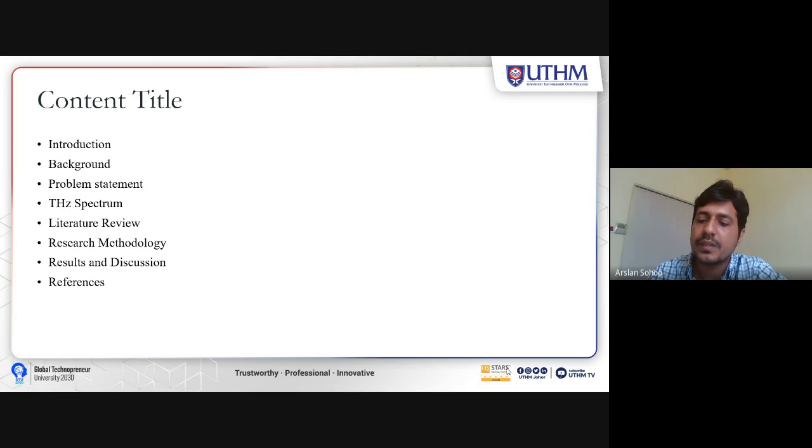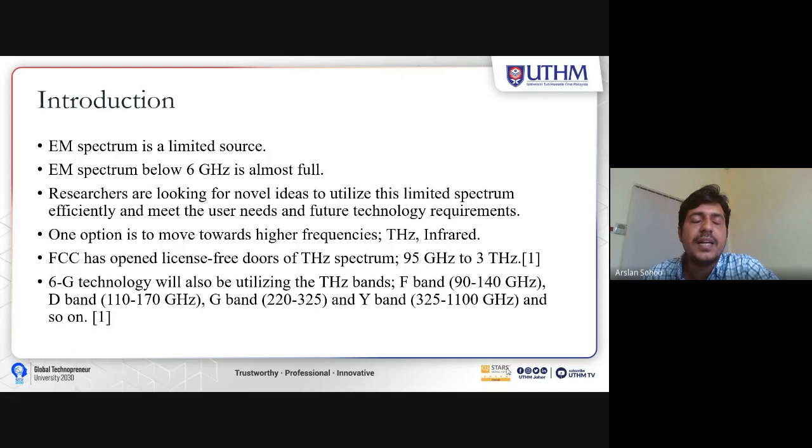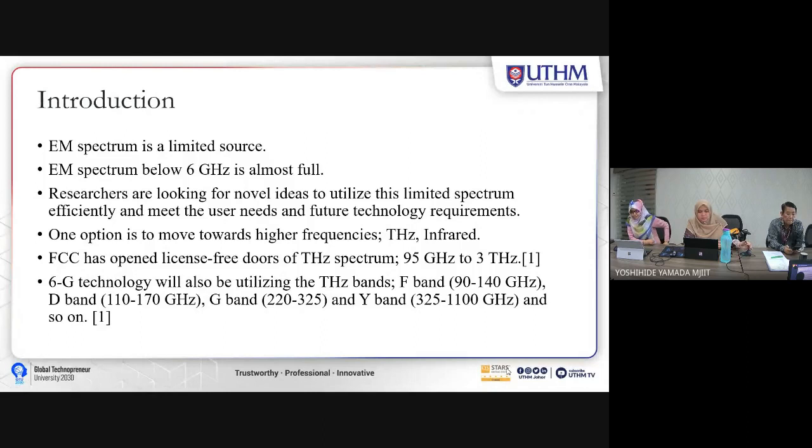First of all, the introduction. As we all know, the electromagnetic spectrum is a limited resource and it is being consumed day by day. Especially below 6 gigahertz, it's almost full. We have 3G, we have 5G, and other technologies below 6 gigahertz that are almost full. So researchers are looking to utilize this limited spectrum efficiently to meet future needs.